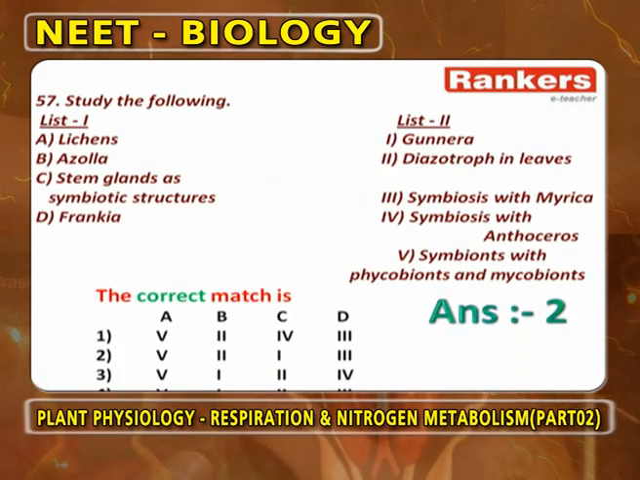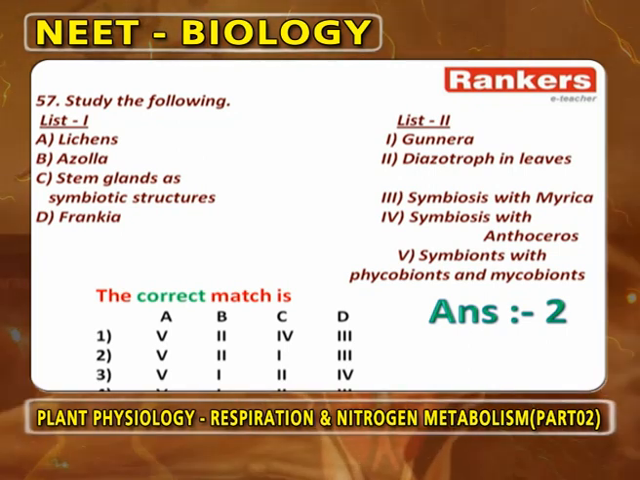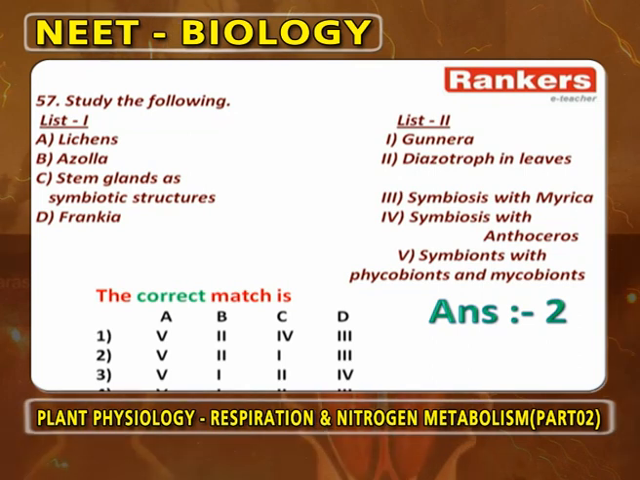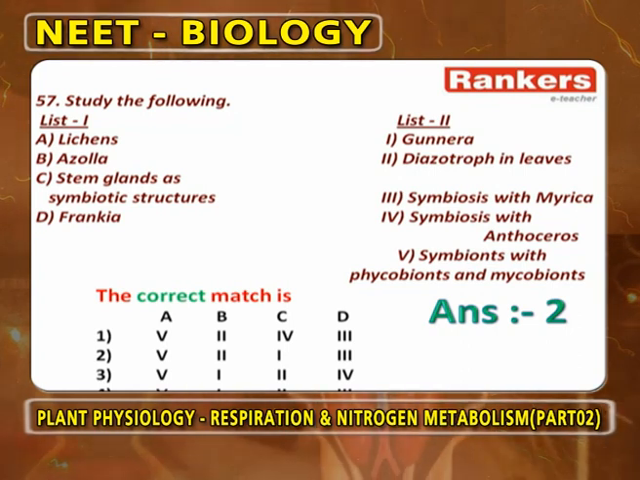Now coming to a matching. Lichens, azolla, stem glands and Frankia have symbiotic structures. Lichens are symbionts with phycobionts and mycobionts. Whenever an algal member and a fungal member combine, it is called lichen. The algal member of lichen is the phycobiont, the fungal member of lichen is the mycobiont.